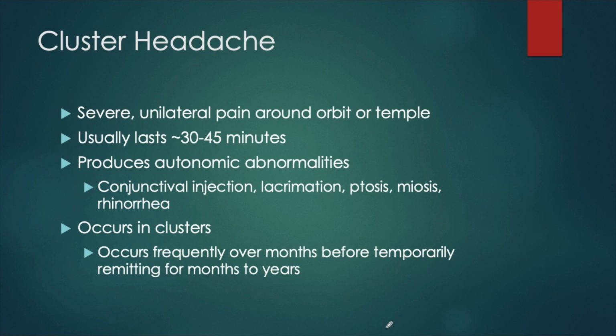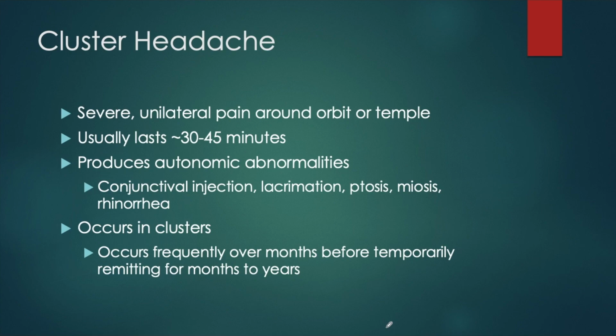Attacks last shorter than migraines, usually around 30 to 45 minutes long. During attacks, there are unilateral autonomic changes, which can be seen as eye redness, tearing, ptosis, meiosis, and rhinorrhea. The reason why they are called cluster headaches is that they occur in cycles, where a patient will have a run of many cluster headaches over the course of a month or two before they temporarily remit.